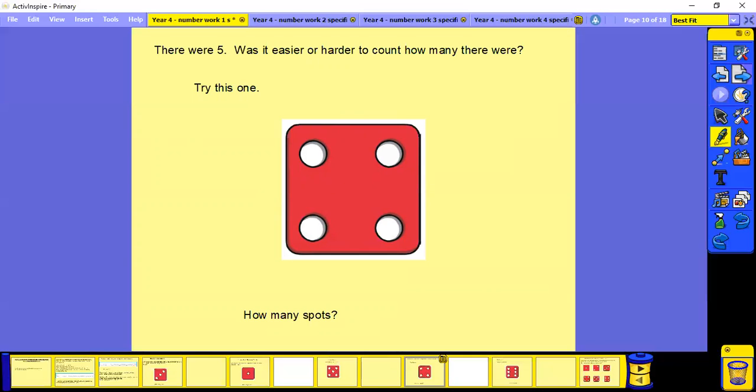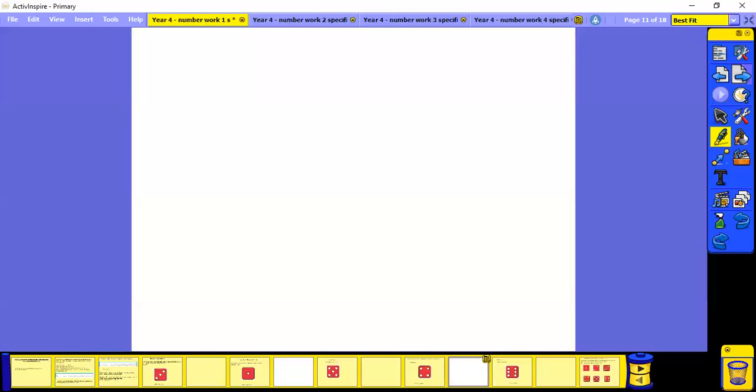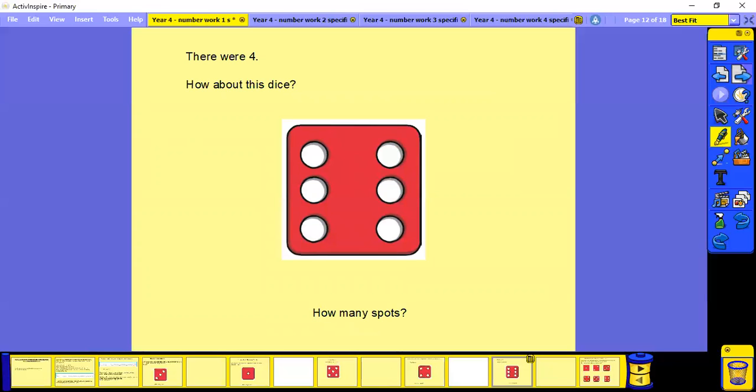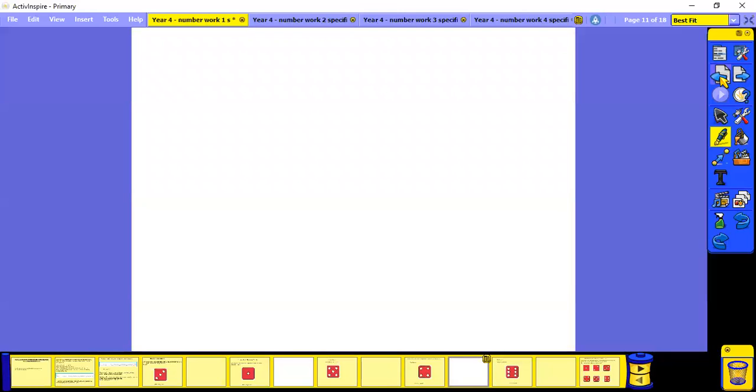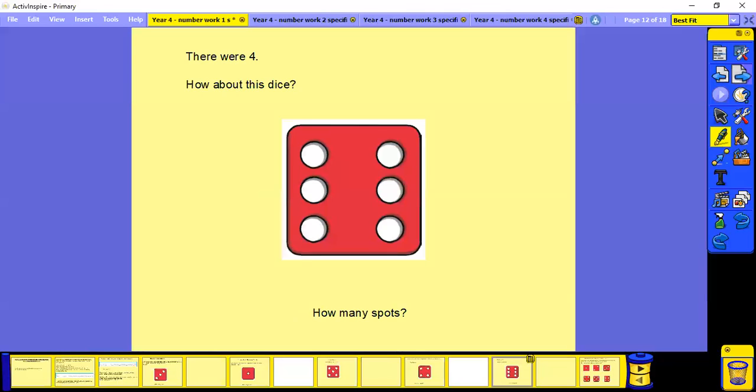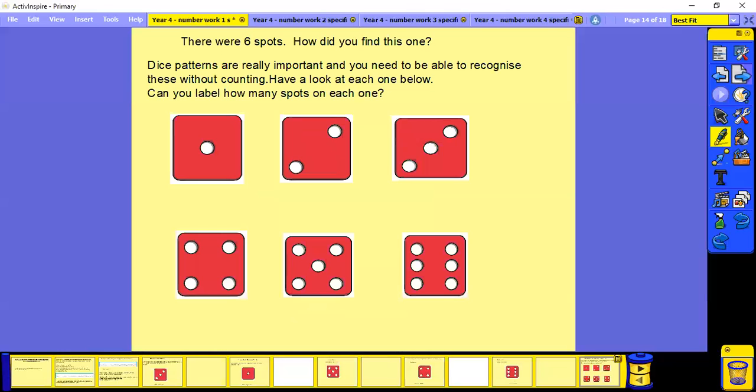Was it easier or harder to count how many there were? Now try this one. How many do you think they were? Let's have a quick peek. Oh, how many were there? There were 4. And what about this dice? Yeah, what do you think? How many were there? Have a quick look. There were 6 spots. How did you find this one?